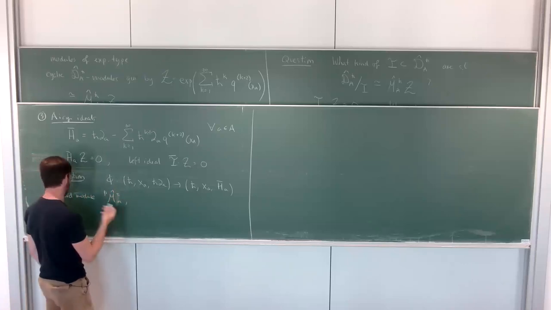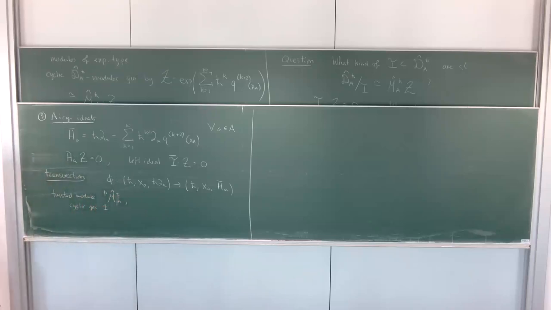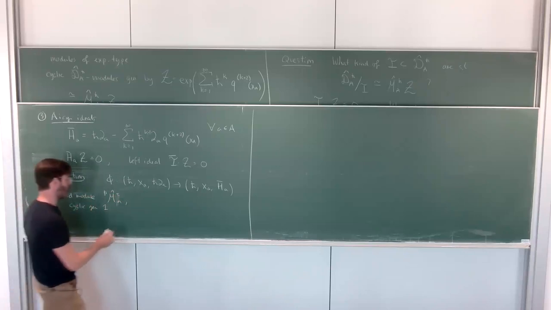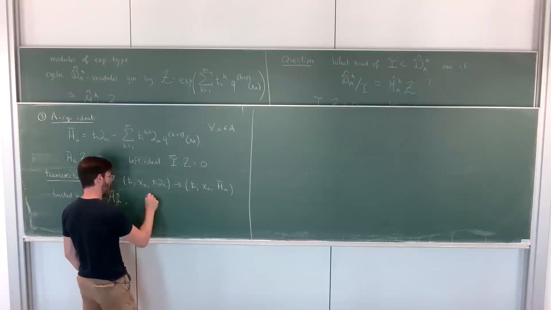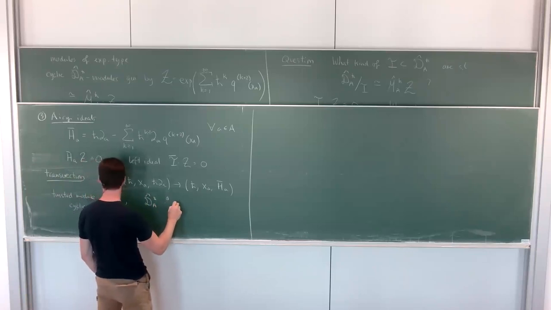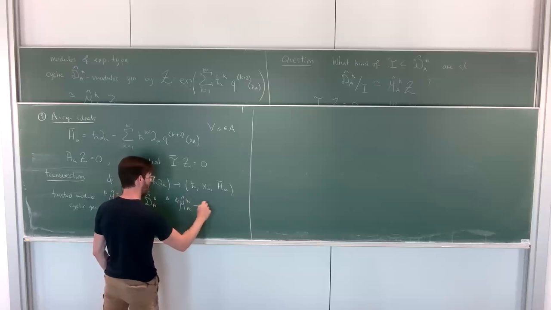So this is the same space. It's still polynomials, so it's cyclic, generated by one. It's still the same space of polynomials, but you twist the action. So what you do is you define the action of your Weyl algebra. You define a new action on this space, on this twisted module.